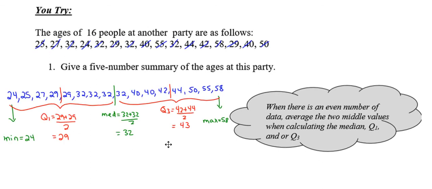So hopefully you got these answers for your 5-number summary. Min 24, max 58, that's easy. The middle number, because there's an even number of data, you have to go in between the two middle numbers. They're both 32, so the median is 32. The lower quartile is the middle of the lower half. Once again, there's an even number, so it's in between 29 and 29, so Q1 is 29. The middle of the upper half of the data lies in between 42 and 44, so when you average those, you get 43. So that is the 5-number summary.